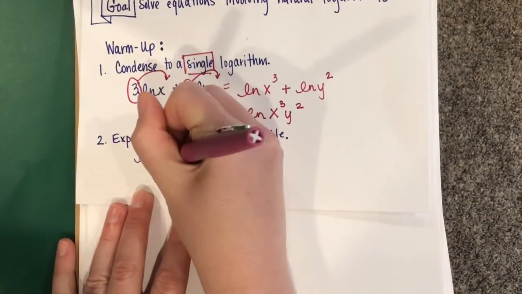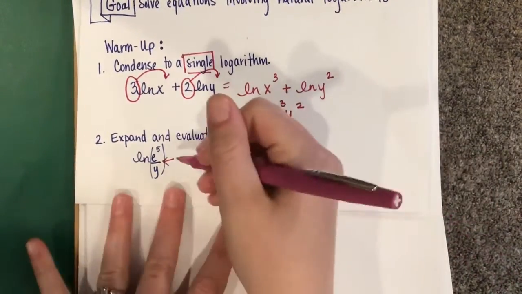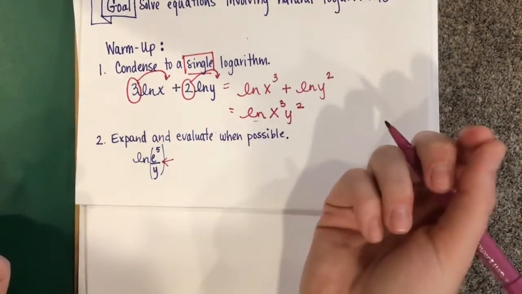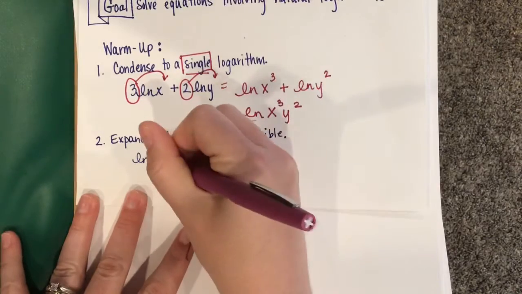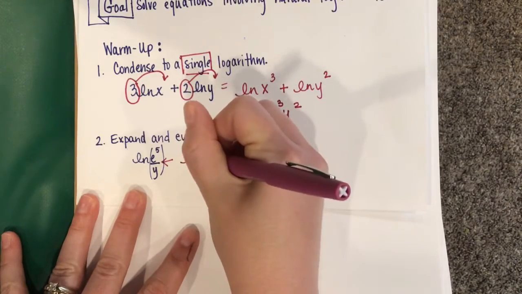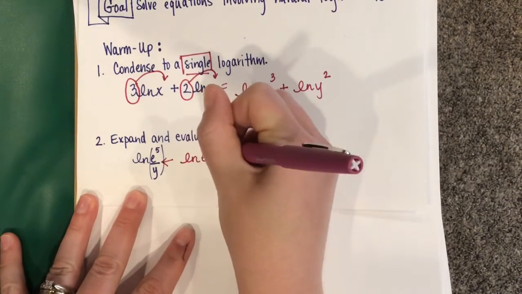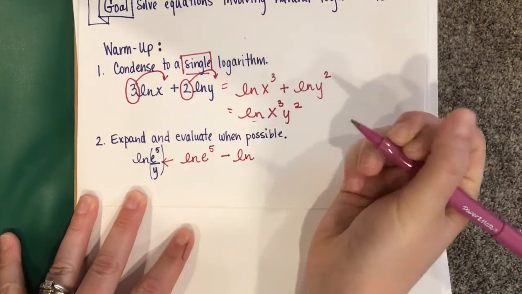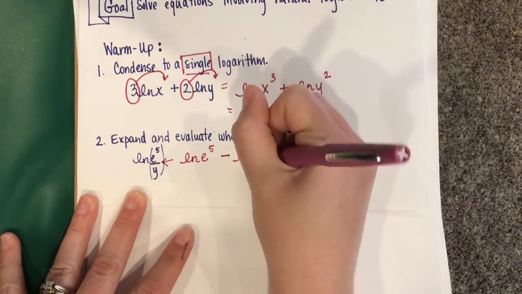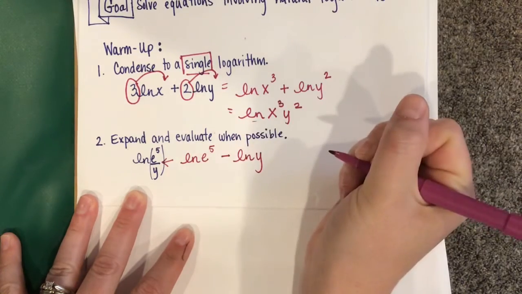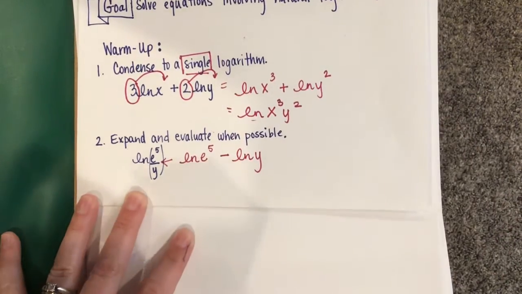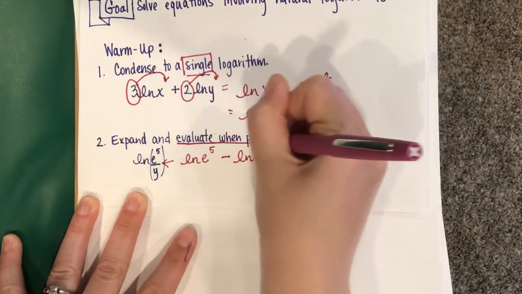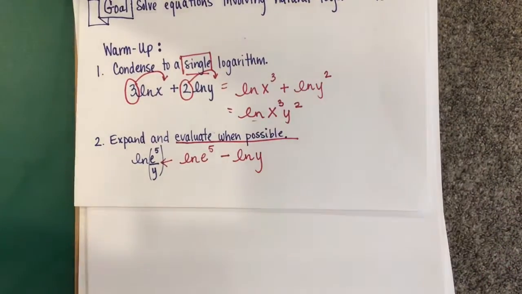Now, when you guys are expanding, right now I have a single logarithm, and it's the log of a fraction. When you have a log of a fraction, that means it's going to turn into subtraction. So the first thing I'm going to do is rewrite this as the natural log of e to the fifth minus the natural log of y. If you get to this point, you're doing pretty good. But this also tells us to evaluate when possible.